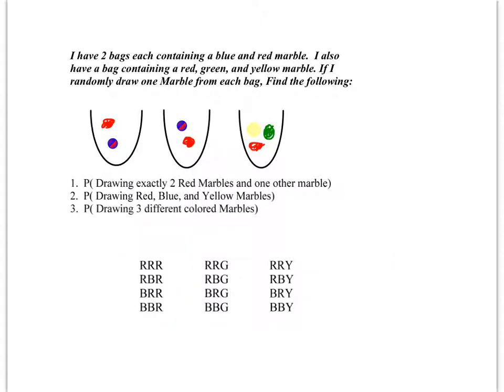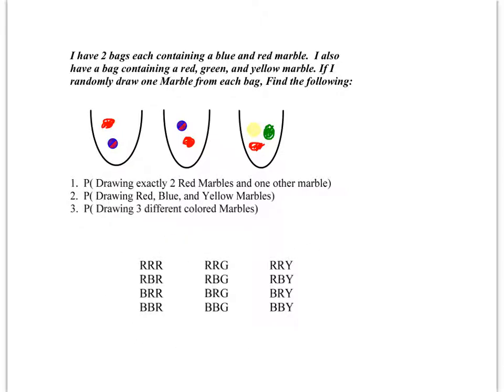Okay, now we can see, here are my 12 possible outcomes. For example, I could have chosen red, red, red: a red from the first, a red from the second, a red from the third. I could have done red, blue, red: a red from the first, a blue from the second, and a red from the third. I could have done blue, red, red, blue, blue, red, etc. I could have done red, blue, yellow, or blue, red, yellow. Notice that this is a different outcome. Blue, red, yellow is different from red, blue, yellow. Okay, but here are my 12 possible outcomes.